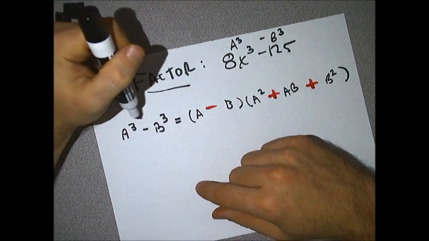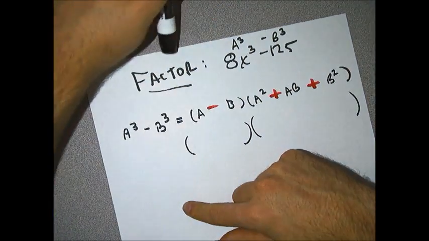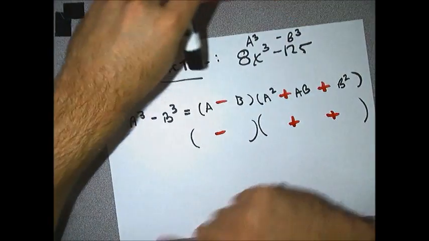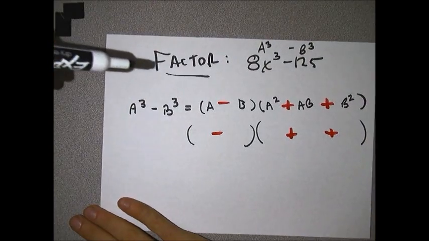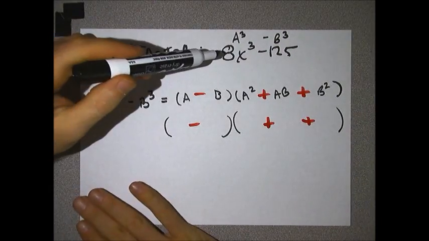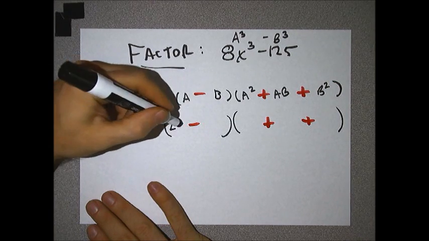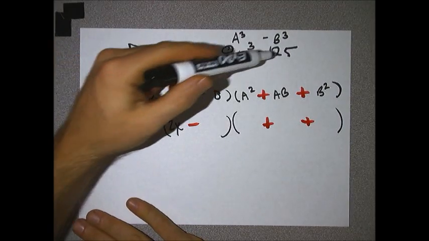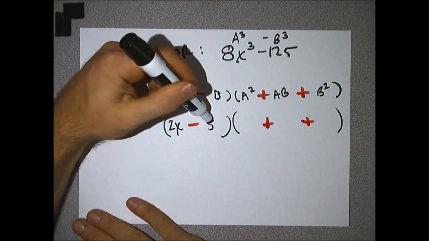So if I have a to the third and I want a, how do I go from a to the third to a? First off, I like to put my symbols in because they never change no matter what. But if I'm going to go from a to the third to a, I take the cube root. Good. So the cube root of 8 is 2, and the cube root of x to the third is x, right? And I go to the other one, b to the third to b, the cube root of 125 is 5.